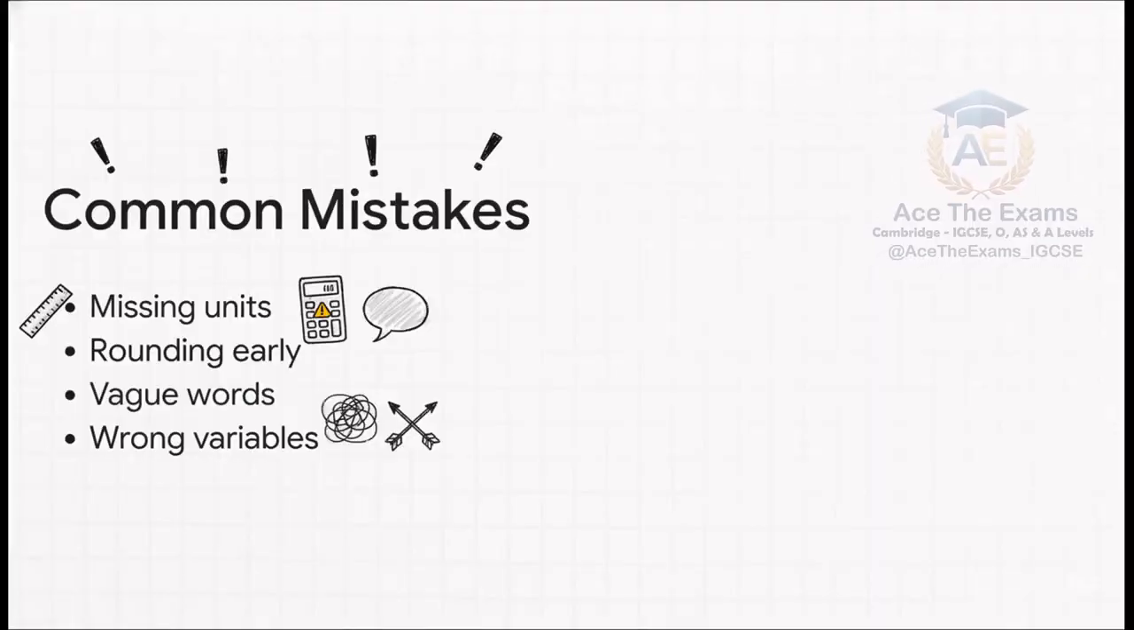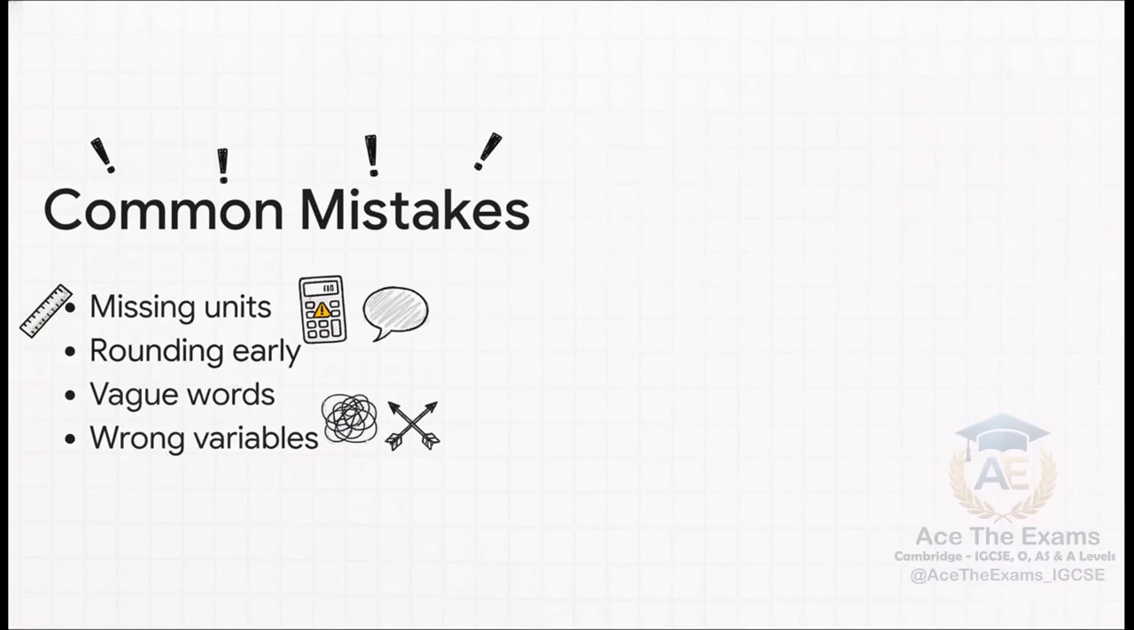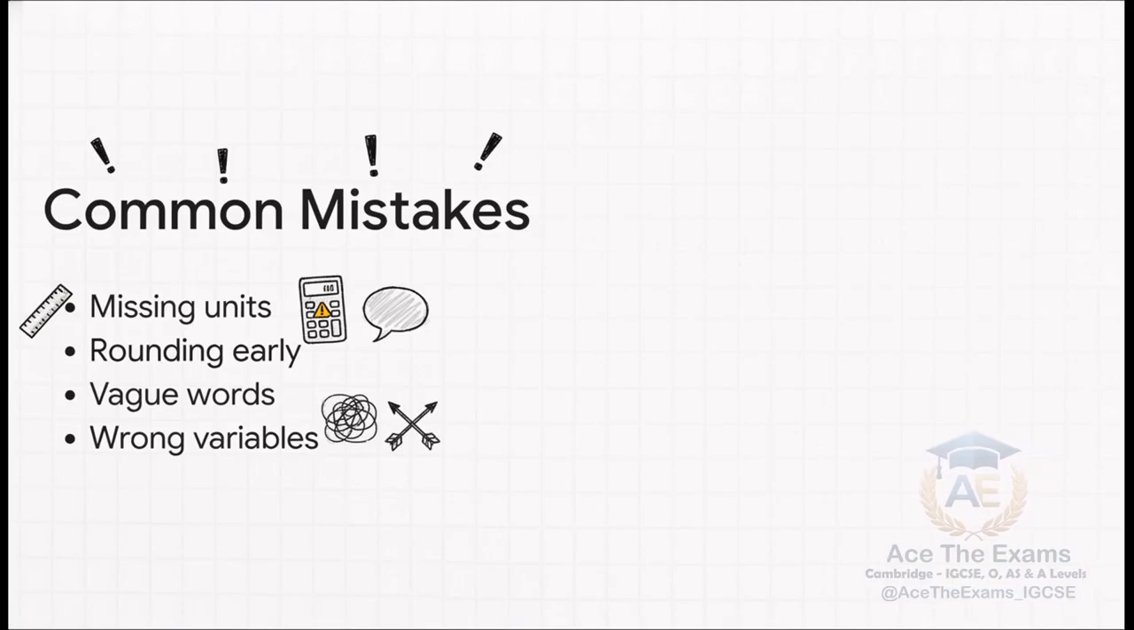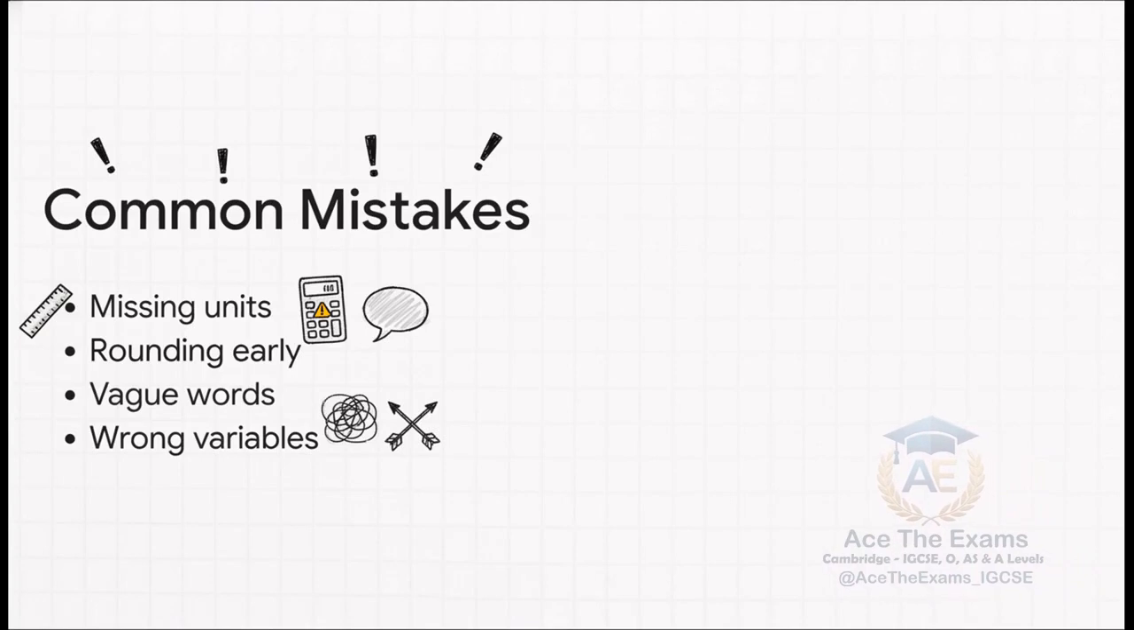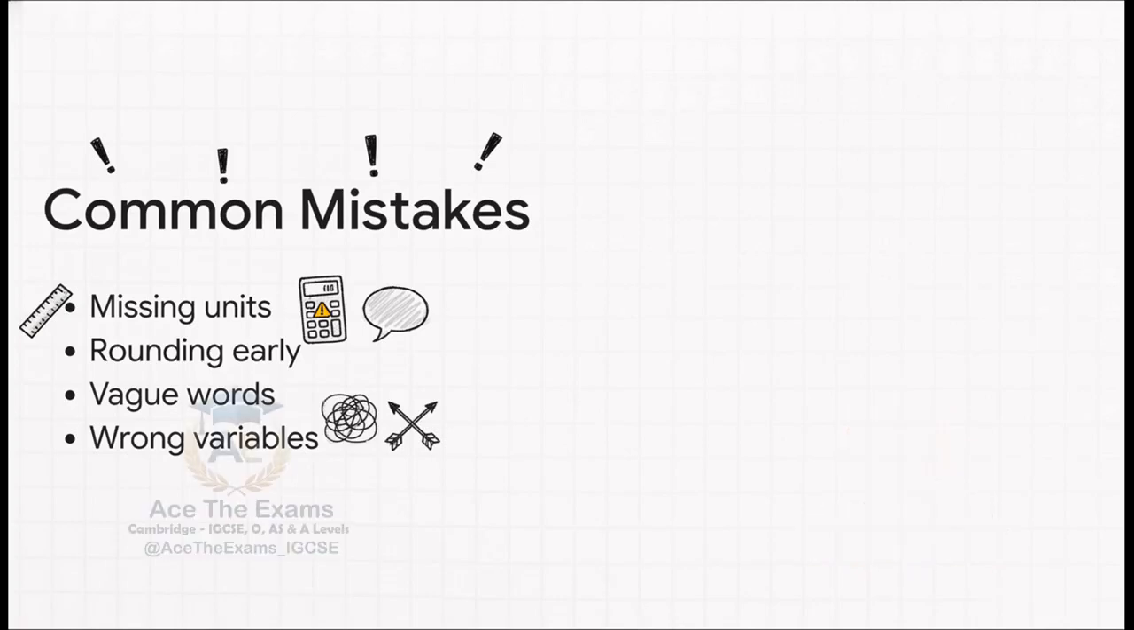Okay, let's dive into this. These are the silent traps examiners see constantly. Missing units, rounding your numbers way too early in multi-step calculations, writing super vague explanations about energy just moving instead of specifying the actual stores, swapping out the wrong variables, misreading an inverted graph axis, or giving really weak improvements for practical experiments. These are the exact pitfalls draining your marks.